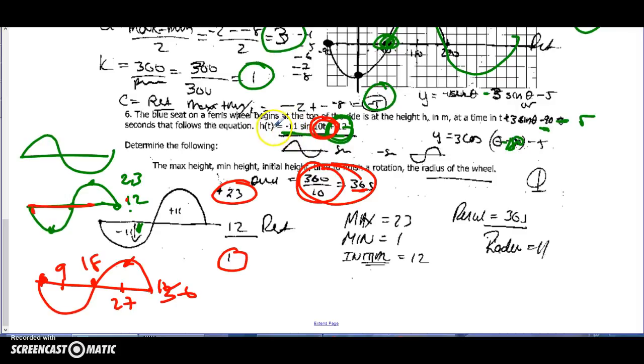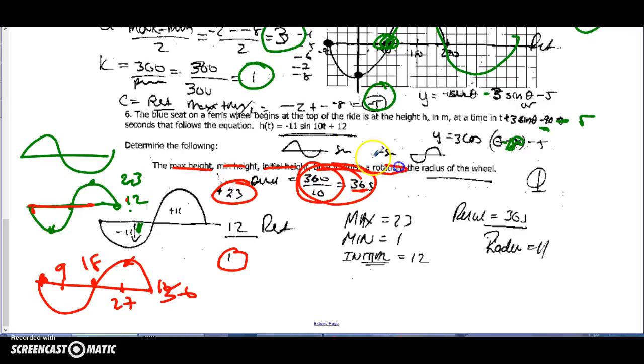Another thing to do if you want to write it, put in 0 here to figure out. I made a big mess there, but if you want to sub in 0 into your equation at t, that will be sine of 10 times 0, which is sine of 0. Sine of 0 is itself 0. 0 times 11 is 0, plus 12 is 12. Okay, so you can do that. So that's max height, min height, what else? Initial height.